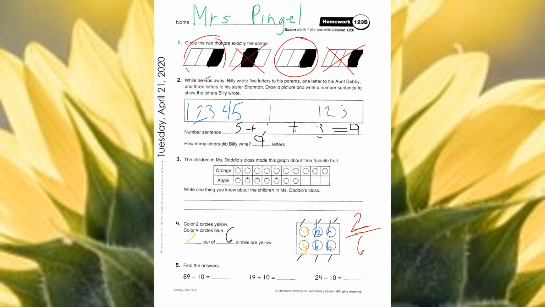And now we're going to find the answers of minus and plus 10s for question number 5. 89 minus 10 would be counting down a group of 10 from 89. 89 minus 10 would be 79. Now 19 plus 10 would be 10 more than a group of 19.